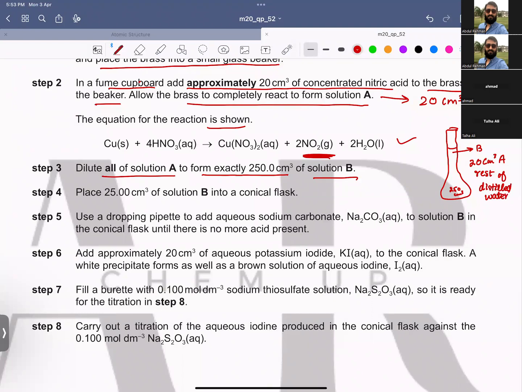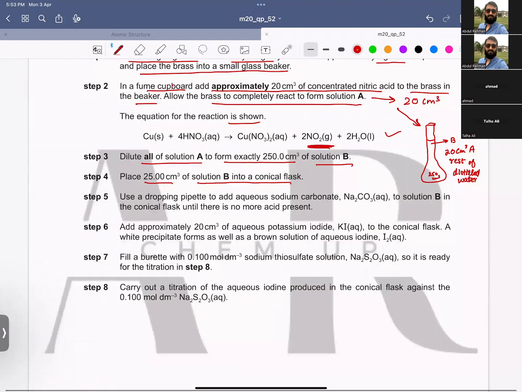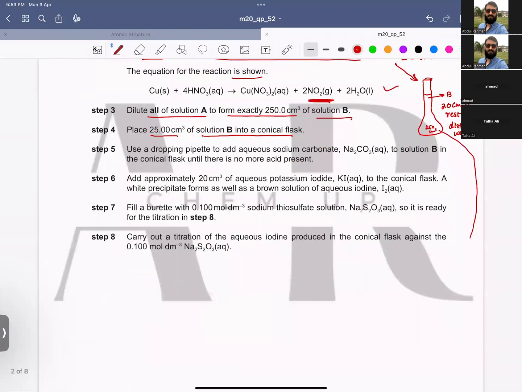Now what they are saying: place 25 cm³ of solution B into a conical flask. So from this solution, 25 cm³ is put into a flask from the volumetric flask.